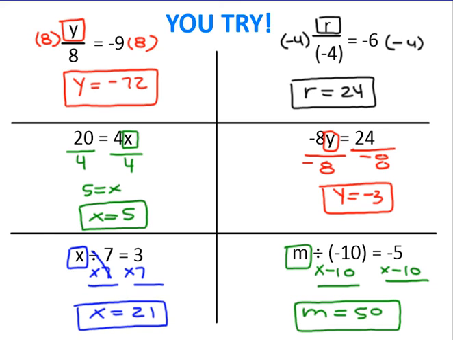All right, go ahead and hit pause if you're not done. And if you are done, let's go ahead and compare answers. So for the first one, you should have gotten y equals negative 72. For the second one going down, x equals 5. For the next one, x equals 21. For the first one on the second column, r equals 24. Then the next one, y equals negative 3. And then for the last one, m equals 50.